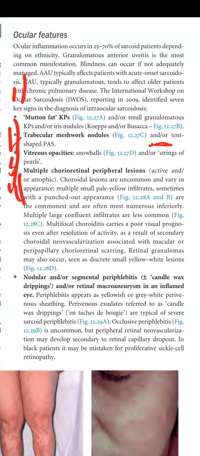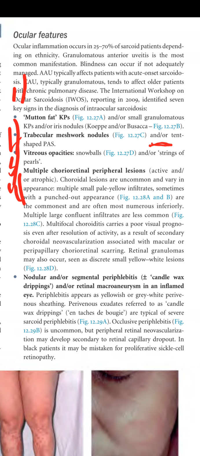Multifocal choroiditis carries a poor visual prognosis even after the resolution of the activity as a result of secondary choroidal neovascularization associated with macular or peripapillary chorioretinal scarring. Retinal granulomas may also occur as a small, discrete, small yellow-white lesion.